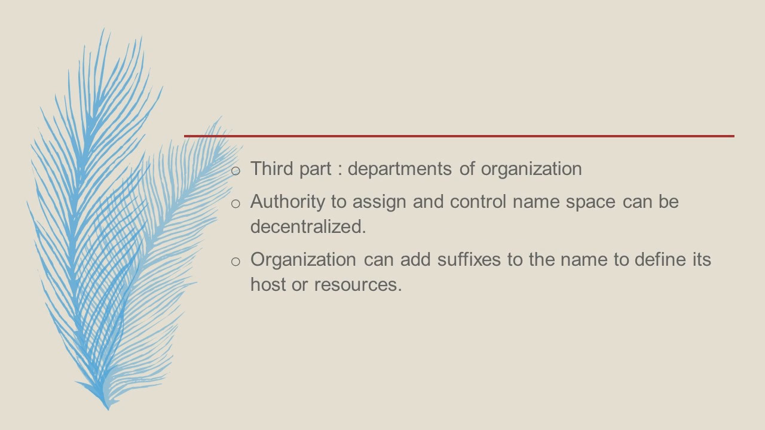Whereas in the hierarchical namespace, each name is made of several parts. The first part can define the nature of the organization. The second part can define the name of the organization. The third part can define departments in the organization and so on. In this case, the authority to control the namespaces can be decentralized, and the organization can suffix the name to define its host and resource.